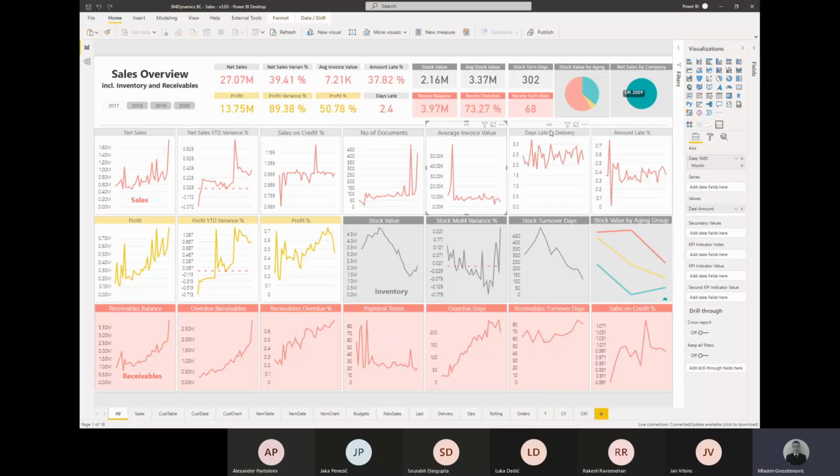Now we have delivery information. This is information when we deliver it to our customer. Are we late? What is the amount late when we are delivering? I'll just explain right now just this.